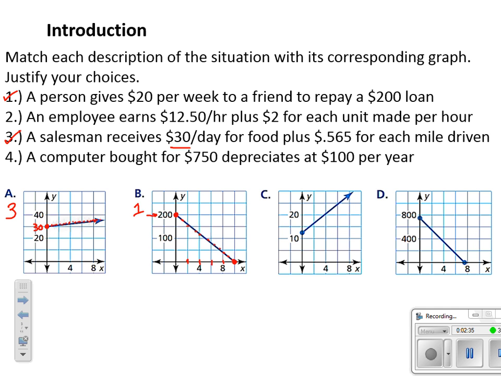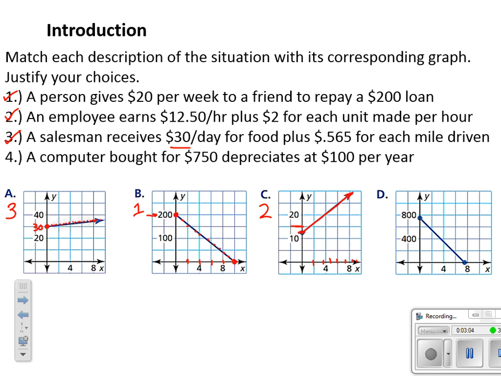All right, letter C. Here we've got this graph, and it looks like we're at about 12.5, and then steadily increasing from there. That certainly looks like option 2. An employee earns $12.50 an hour, and then as more and more units are made, that employee earns more and more. That gets number 2.